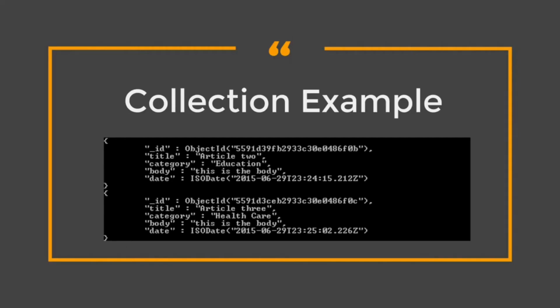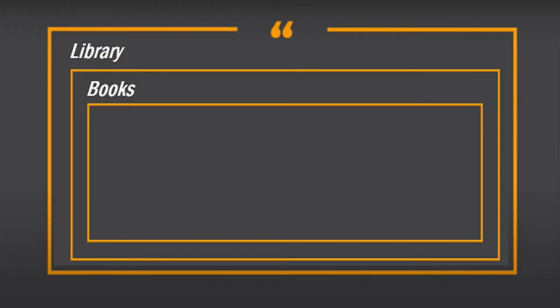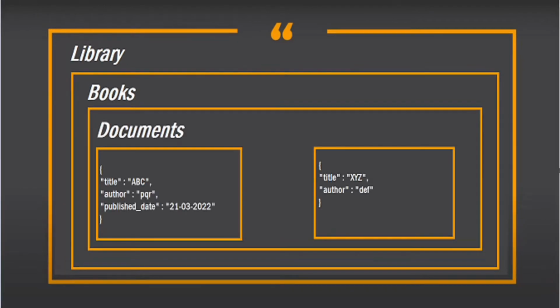Now let's see another example to understand the concept of database, collection and documents more clearly. Suppose you are building a database to store information about the books. In MongoDB, the database name will be library. Inside the library database, you can see that there is a collection named books. Each document in the books collection could represent an individual book with fields like title, author, publish date, and so on.